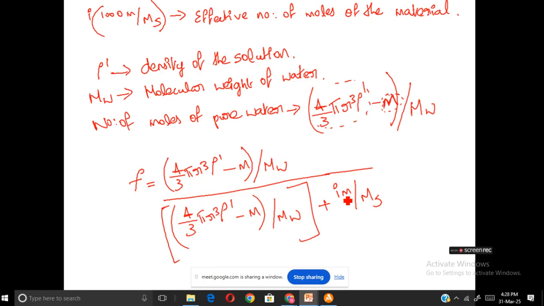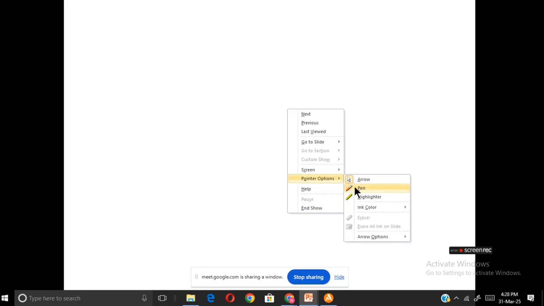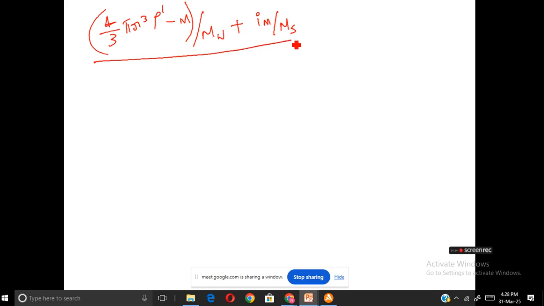This we can write as 4 by 3 pi r cube rho dash minus m divided by mw plus Im by ms divided by 4 by 3 pi r cube rho dash minus m by mw, the whole inverse.